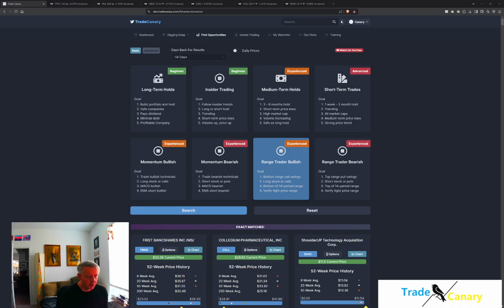Hello, everyone. Let's take a look at range trading in Trade Canary.